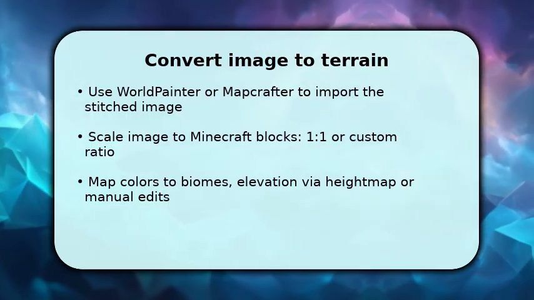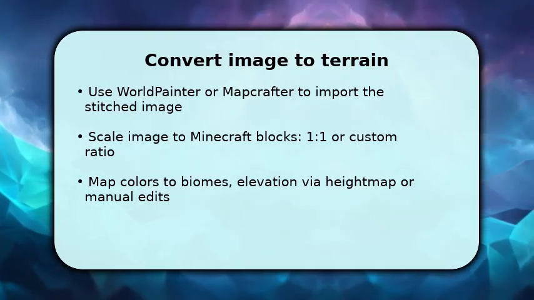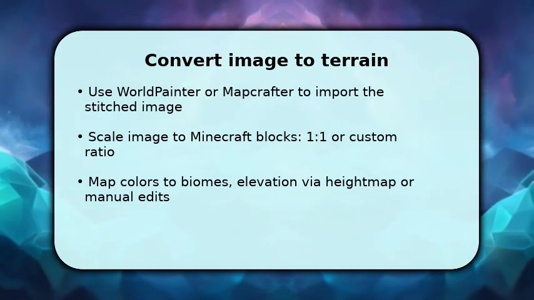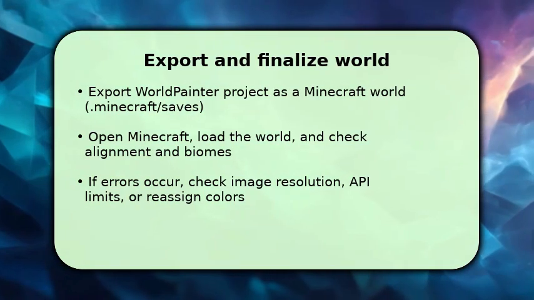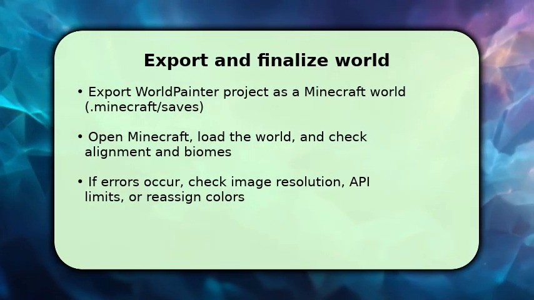If you need elevation, generate a grayscale height map or paint heights manually, then apply smoothing. Make sure you save a World Painter project before exporting to a Minecraft world. Finally, export the project from World Painter into your Minecraft Saves folder and start the game to load the world.